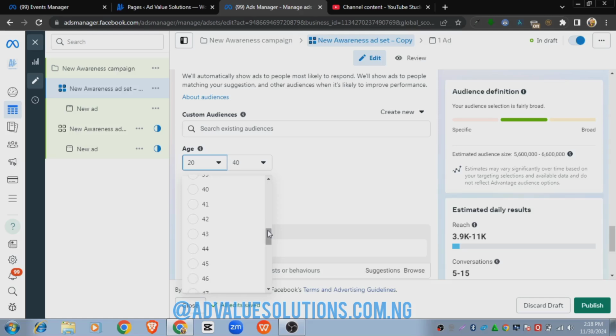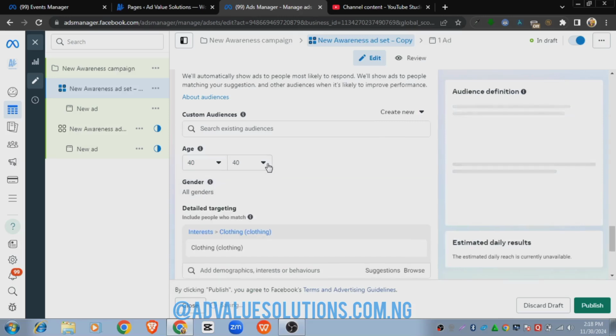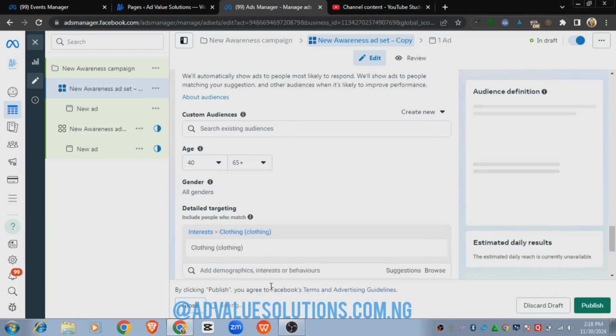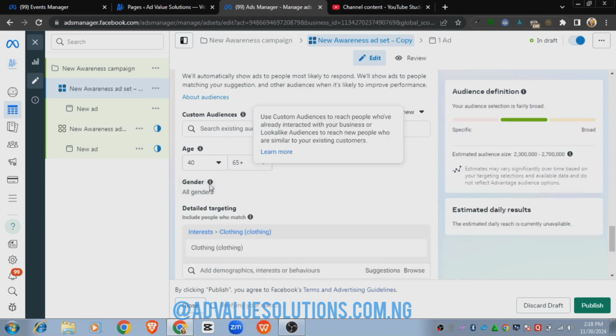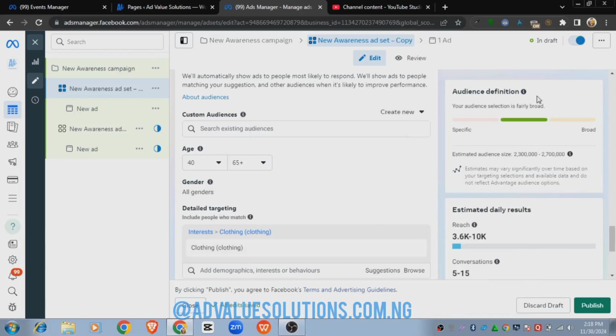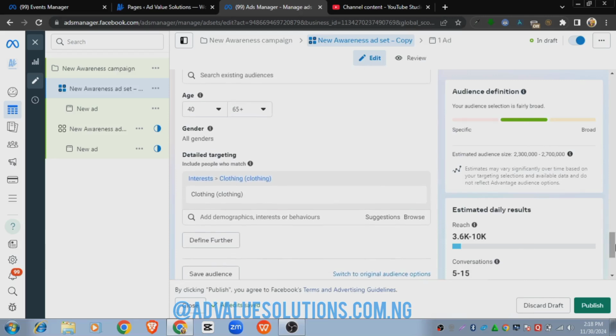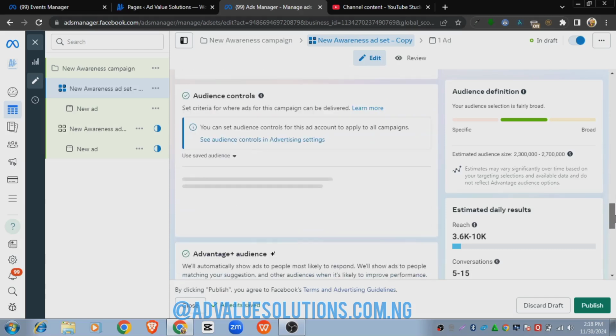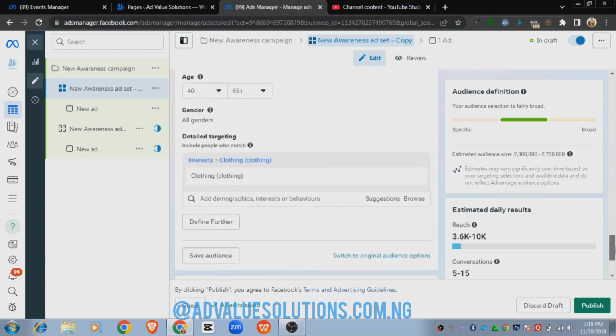But I've seen younger people have issues like that, so let me just split it out. Let me say 40 to 65. Yeah, that is okay. Notice that when I'm doing this now, the audience definition is changing. You see? So take note of that. Let me see whether this has loaded. It hasn't loaded yet. Okay, let me just keep on going.